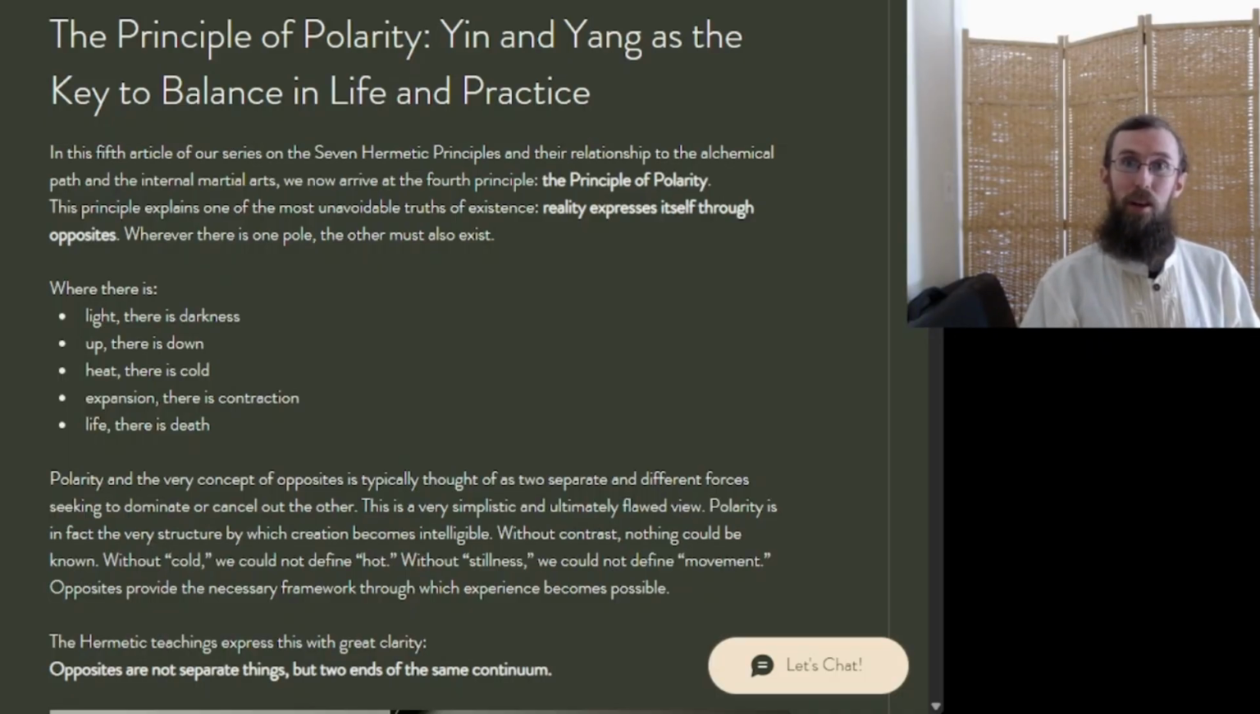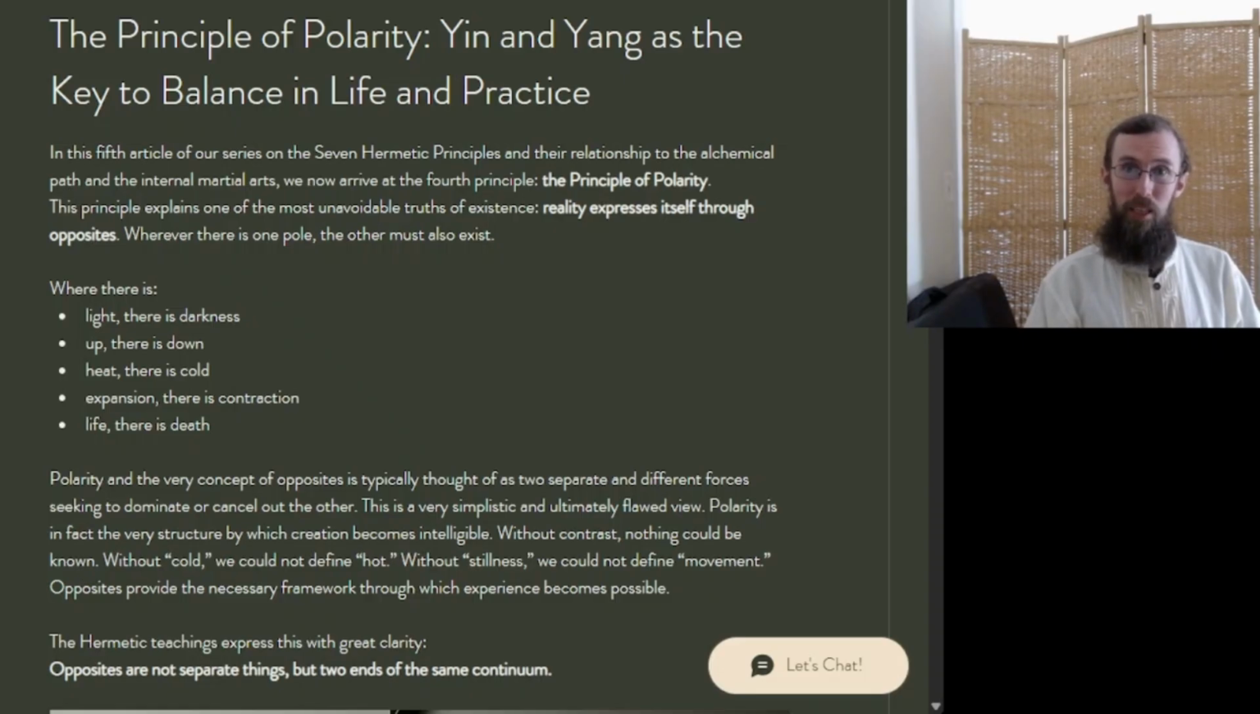The principle of polarity. This one is the most obviously related to taiji, qigong, the internal arts. This is yin and yang, the key to balance in life and practice. In this 5th article of our series on the 7 Hermetic Principles and their relationship to the alchemical path and the internal martial arts, we now arrive at the 4th principle, the principle of polarity.